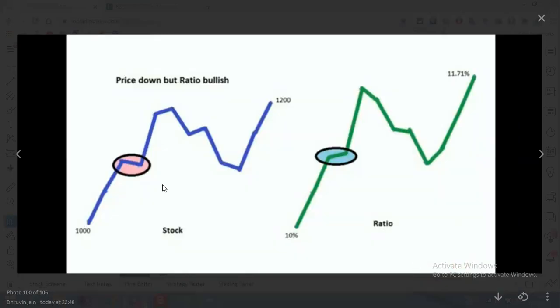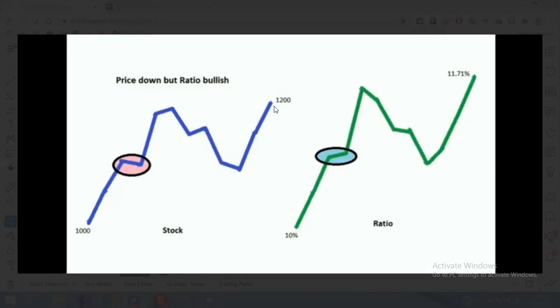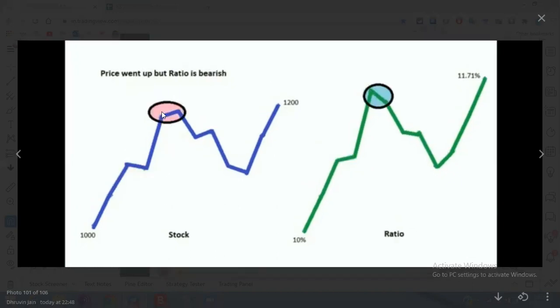So let me show you an example of divergence. Okay? So in this case we can see this is the stock's price. The stock's price is moving down, but the ratio line is moving up. That means the stock, still being in a down moving trend, is outperforming the index. So in that case we can say that this is a good stock to go bullish. Okay? That is just a rough explanation, I should say. So in this case we can see that this is a clear cut case of divergence.